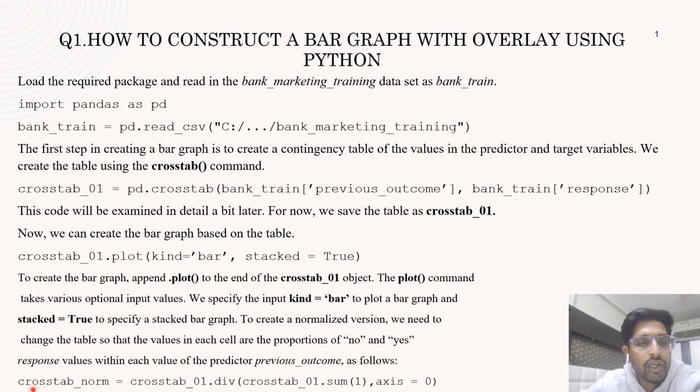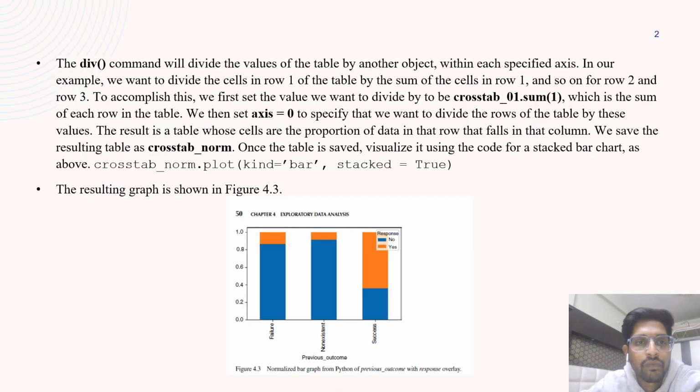So then we normalize it by using the div command. Crosstab_01.div contains sum(1) and axis equal to 0. The div command will divide the values of the table by another object within each specified axis. In our example, we want to divide the cells in row 1 of the table by the sum of the cells in row 1, and so on for row 2 and row 3.